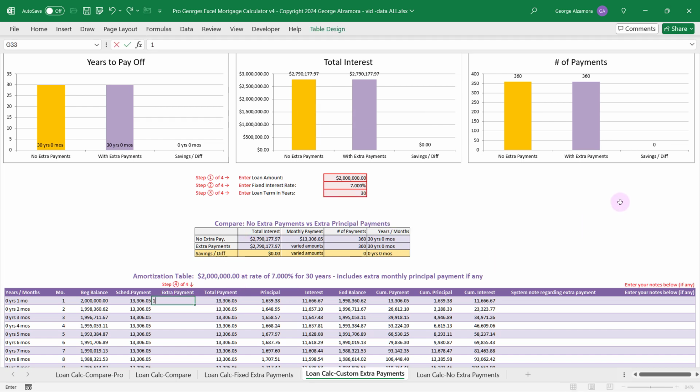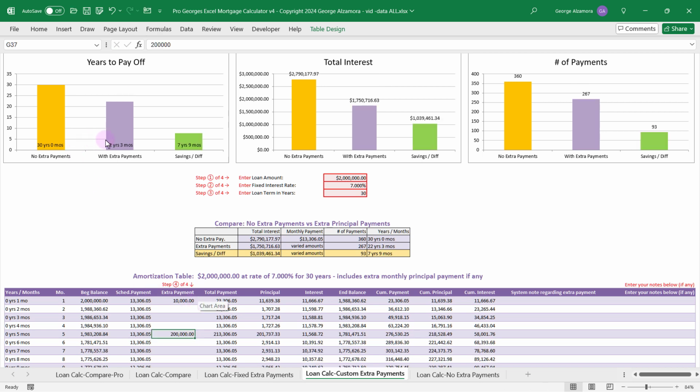Let's say the first month we made $10,000, and you can see the chart update there. So let's now make one large lump sum extra principal payment. I'm going to skip a couple months there, and I'm going to make an extra principal payment of $200,000. And by looking at the chart up here, by making those 2 extra principal payments, we can pay off this mortgage in 22 years, 3 months instead of 30 years. And we can save over $1 million in interest.